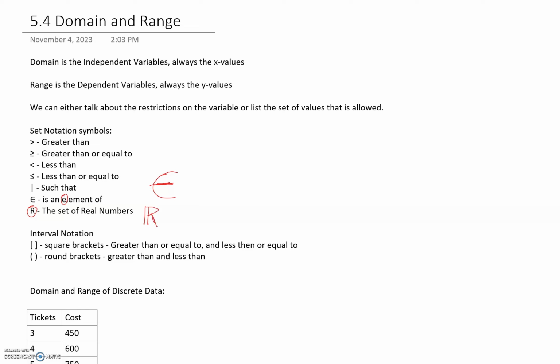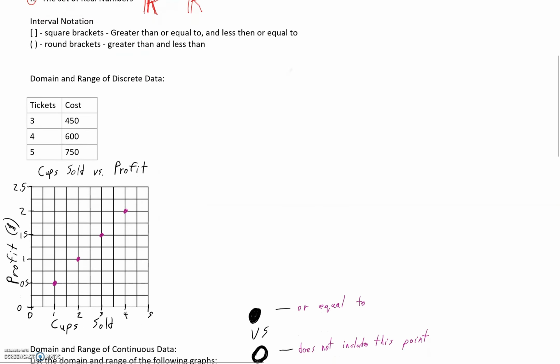Okay, and how I do this to make sure that I've made it very clear what I'm talking about is I put a double line at the beginning of the R. So I start with a line, start with another line, and then I just go and make an R from there. So that's how you make that special R. Okay, we can talk about the restrictions on the variable or list the set of variables that is allowed. So yeah, that's how we talk about it.